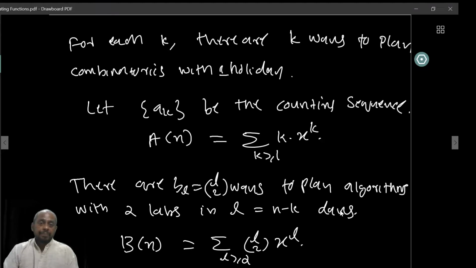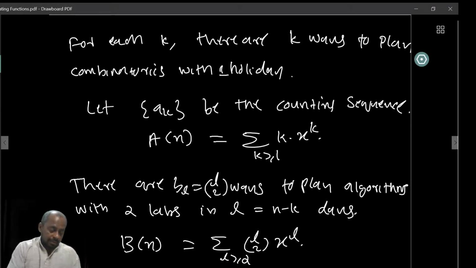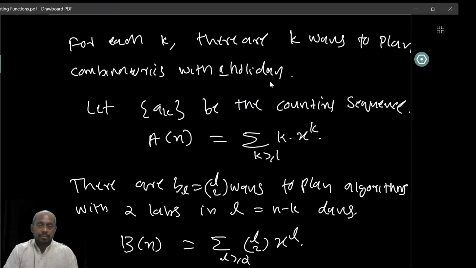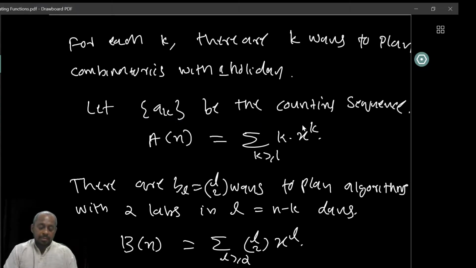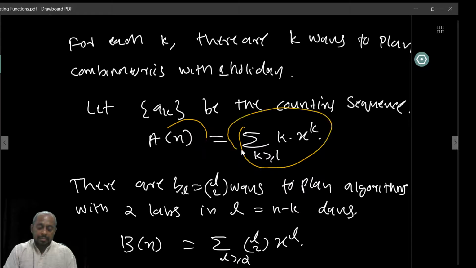So here we form the generating functions, right? So for each k, there are k ways to plan the combinatorial course with one holiday, right? You fix one of the k days as holiday. So therefore, exactly k possibilities for that. Then denote by ak the counting sequence, right? So what is the counting sequence? Well, because ak is k, a of x is basically the summation over k greater than or equal to 1 of k times x raised to k, because k is at least 1.